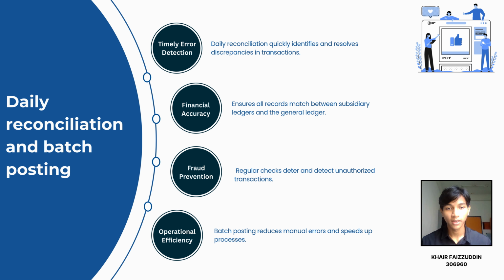Lastly, we will look at daily reconciliation and batch posting. There are four benefits of daily reconciliation and batch posting, which are timely error detection: daily reconciliation quickly identifies and resolves discrepancies in transactions. Financial accuracy: ensures all records match between the subsidiary ledger and the general ledger. Fraud prevention: regular checks deter and detect unauthorized transactions. Operational efficiency: batch posting reduces manual error and speeds up the process.